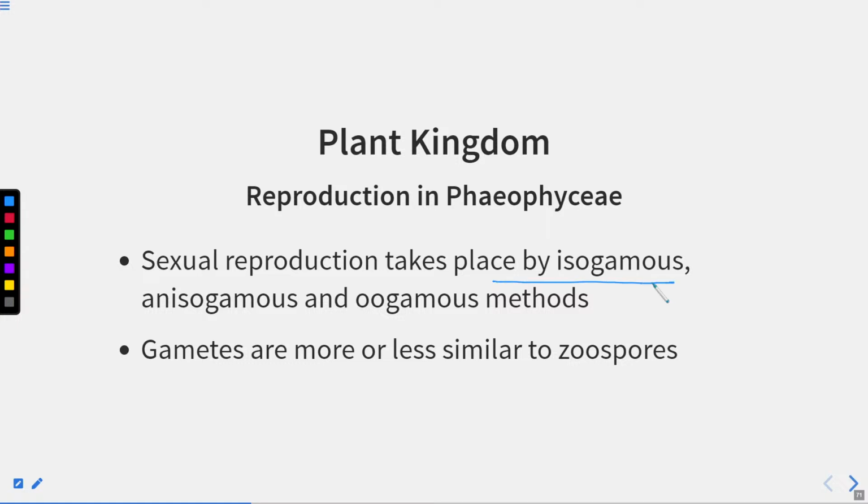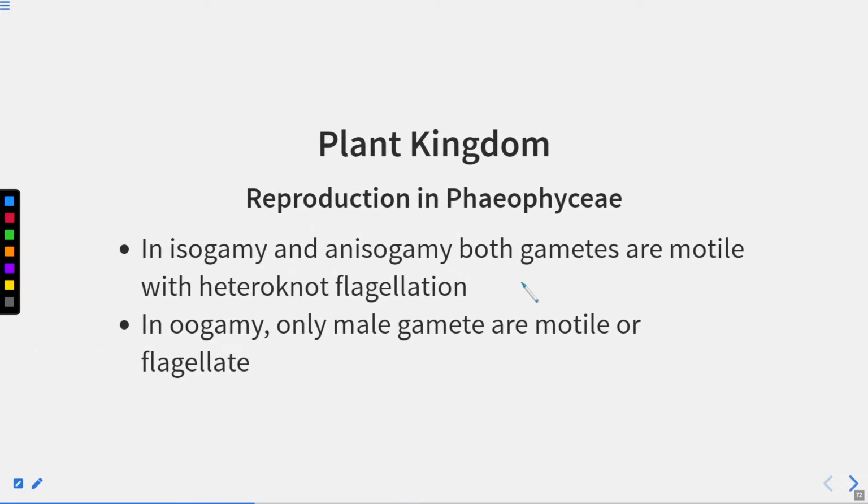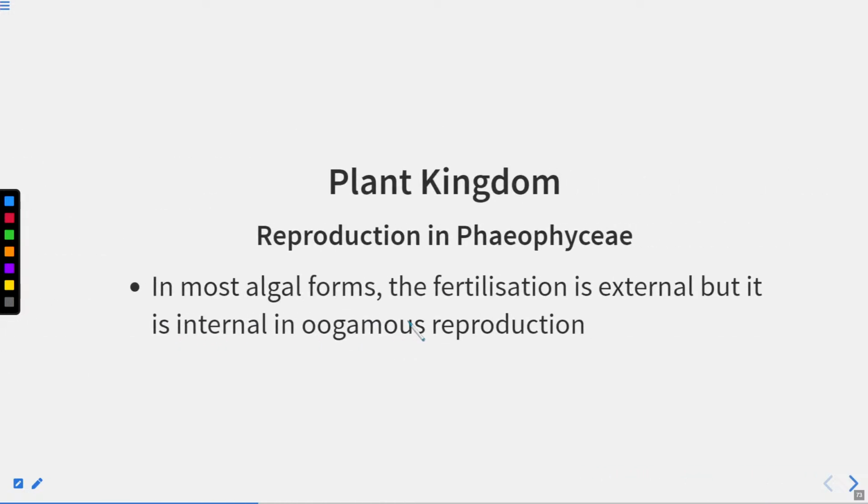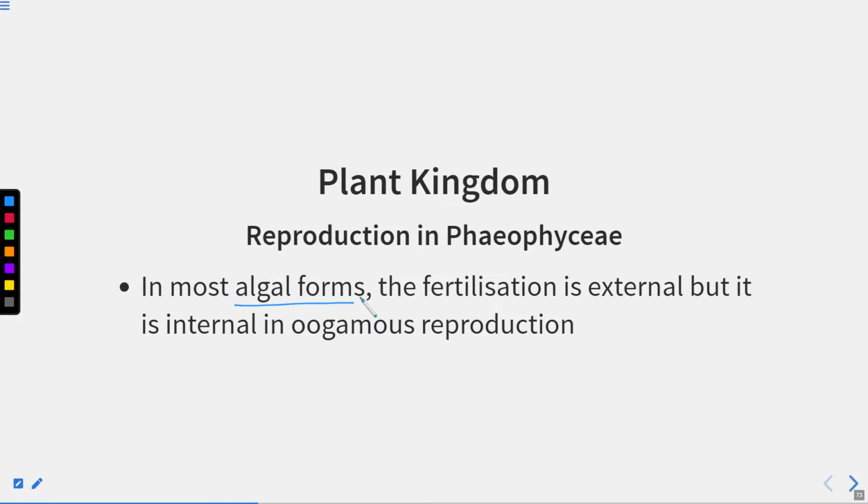Sexual reproduction takes place by the isogamous, anisogamous and oogamous methods, and the gametes are more or less similar to the zoospores. In isogamous and anisogamous, both the gametes are motile, with heterokont flagellation. In oogamy, only the male gamete is flagellated, while the female is non-flagellated. We have already discussed all these things in the general characteristics of algae, right? In most algae, the fertilization is external, but it is internal in oogamous reproduction.